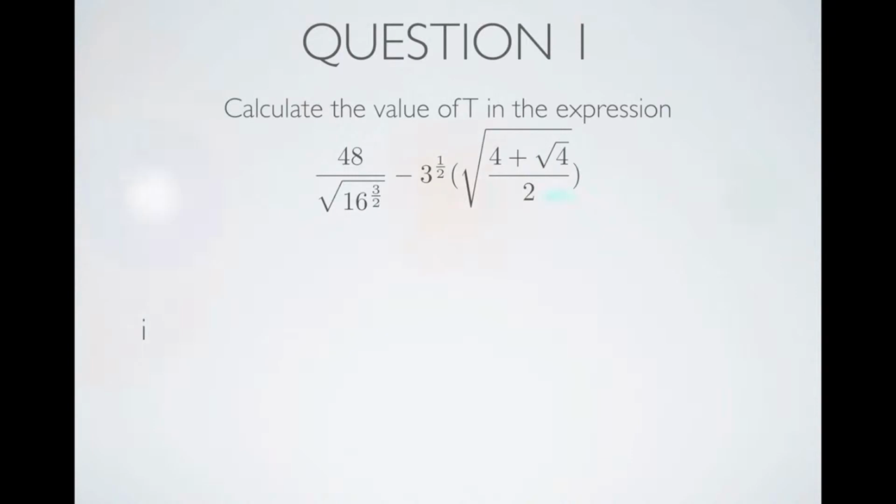But the value that we need to know is this number's square root, and the square root of 64 is 8. We can then work out that the first part of the expression is 48 over 8, which gives 6.